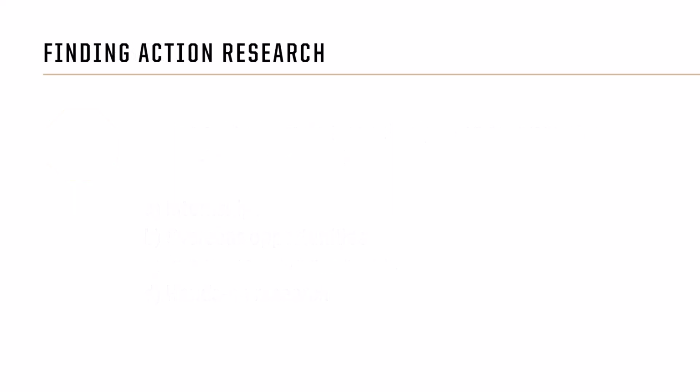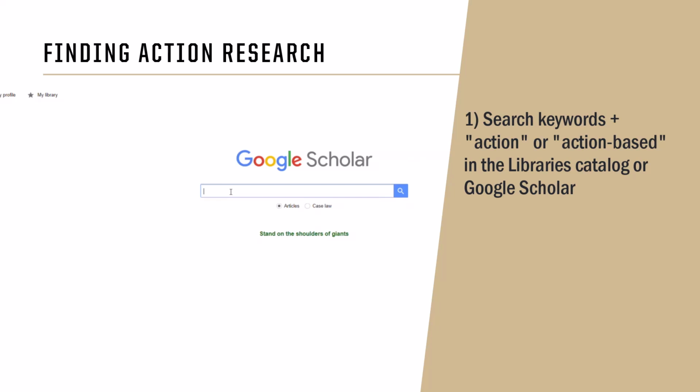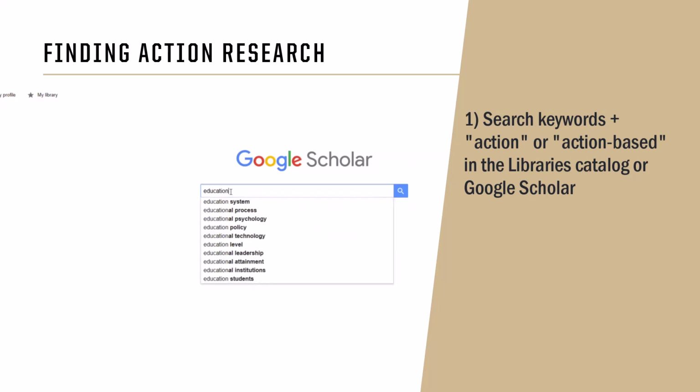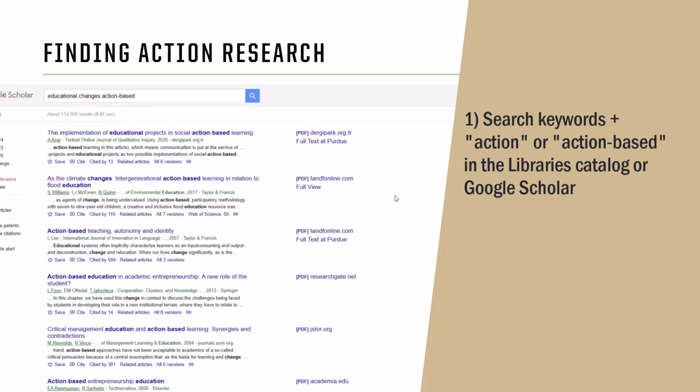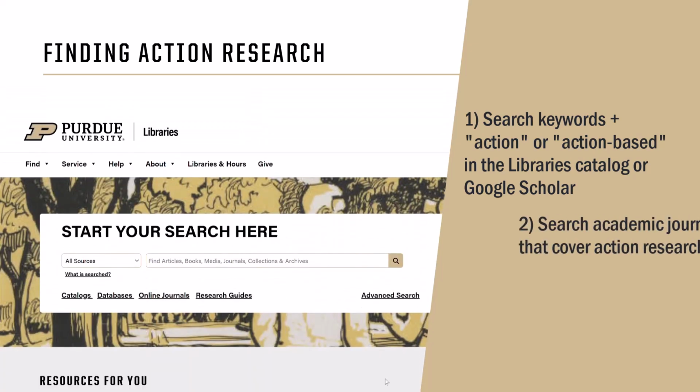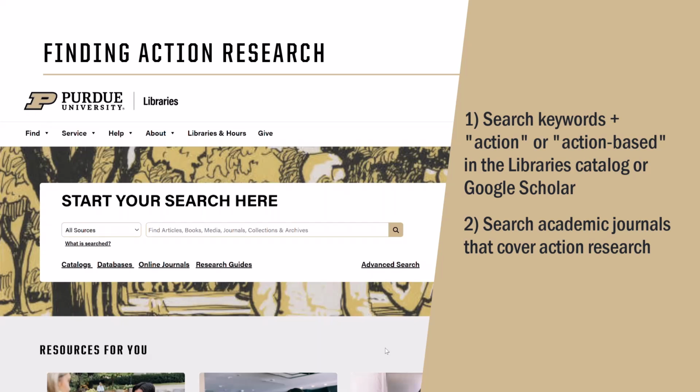So how do you find action research articles relevant to your area of interest? To find research articles featuring action-based approaches, you could simply search in Google Scholar or the library's main search engine, Action, or Action-based, plus keywords related to your area of interest and skim to see if any relevant sources pop up immediately. However, searching within a research journal that covers action research should get you better results.